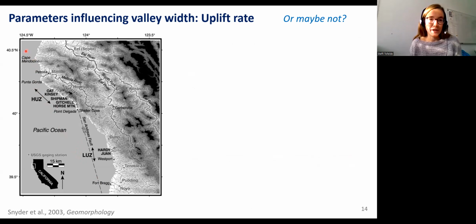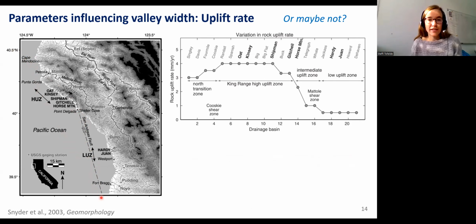So here, this is Cape Mendocino, and here, this is the San Andreas Fault. And this region is characterized by a quite strong latitudinal gradient in uplift rates. So what we can see here is a record of uplift rates versus the drainage basin numbers. The numbers are organized going from north to south. And we can see we have a zone of high uplift of about 4 millimeters per year at these catchments that are called Ode and Kinsey. This is located here at this Kings Range region.